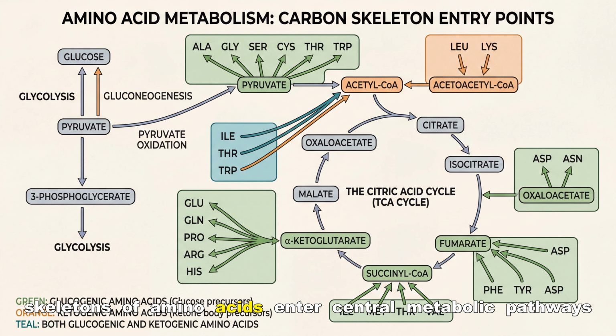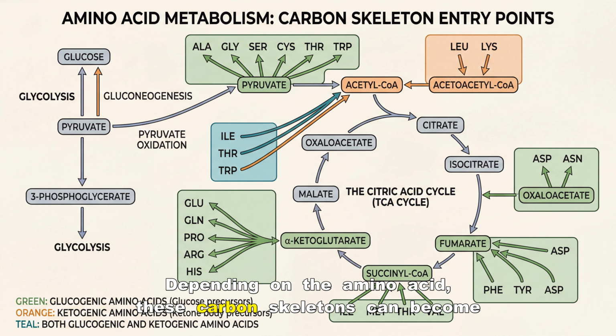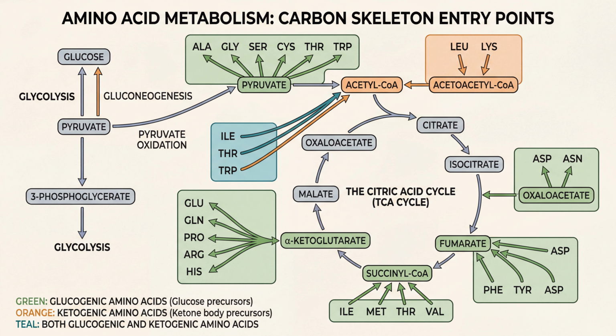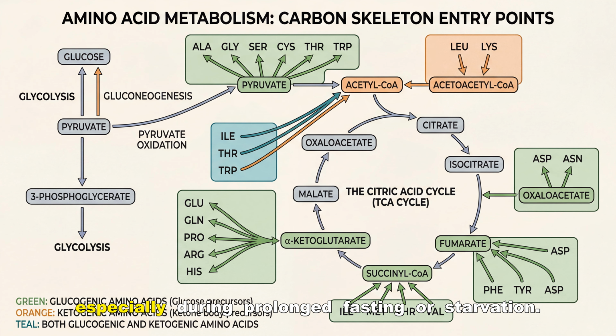Carbon skeletons of amino acids enter central metabolic pathways like glycolysis and the citric acid cycle. Once the amino group is removed, what remains is essentially a carbon backbone that can be repurposed for energy production. Depending on the amino acid, these carbon skeletons can become pyruvate, acetyl-CoA, or intermediates such as succinyl-CoA, fumarate, or oxaloacetate. This is why amino acids are considered a flexible fuel source, especially during prolonged fasting or starvation.